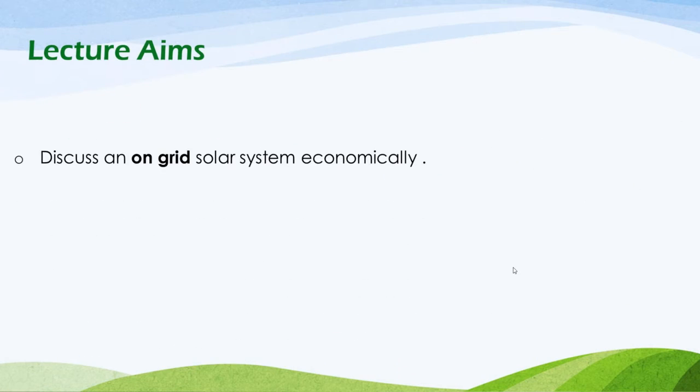The aim of this lecture is to discuss an on-grid solar system from the economic point of view. So, the first benefit of the solar system implementation is its economical part, as the electrical power produced from it will be sold and it will provide an income for you as an investment owner. Therefore, in this tutorial we will focus on the economic advantages of the on-grid solar system by an example.